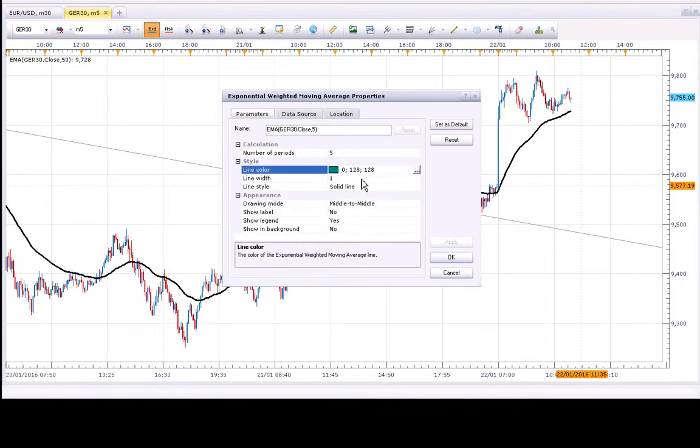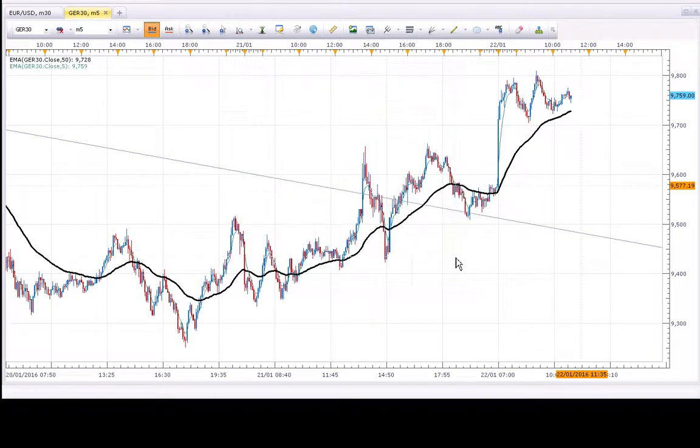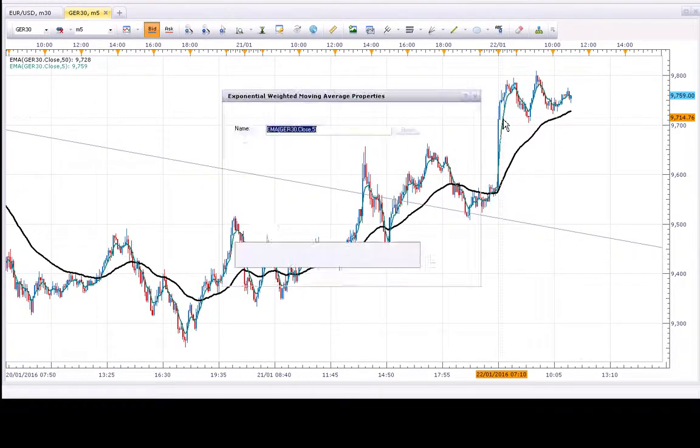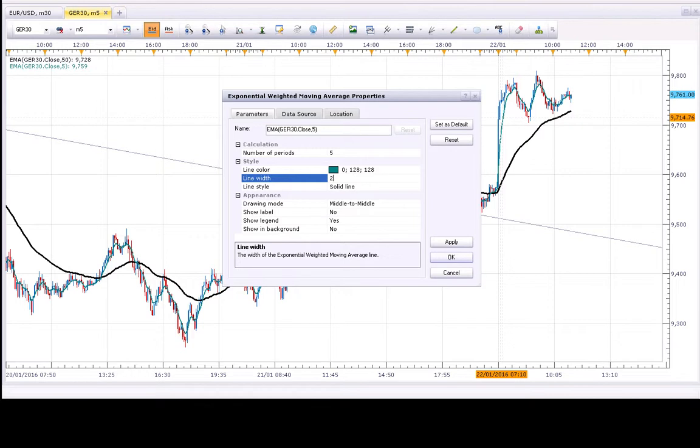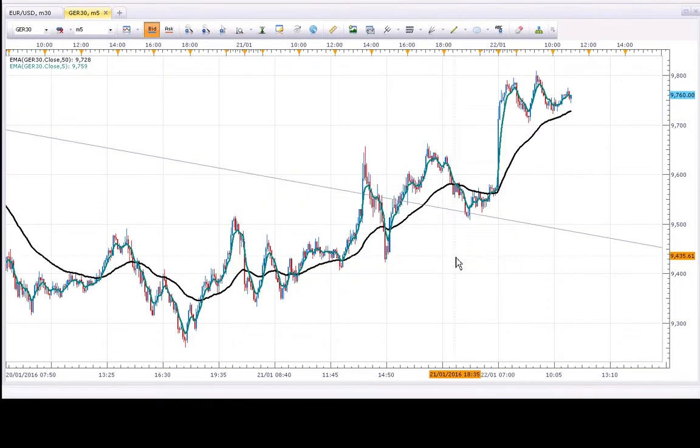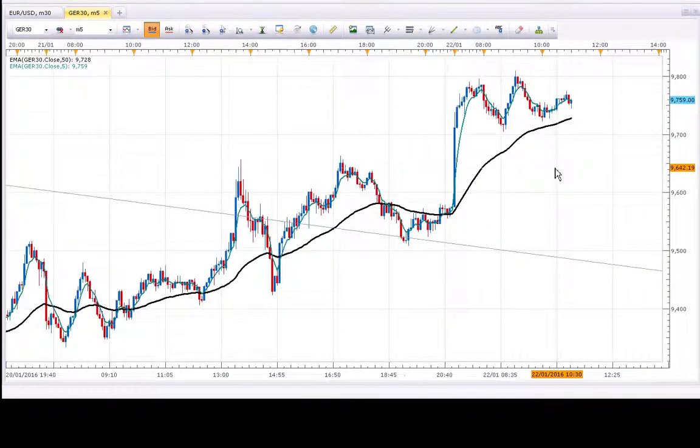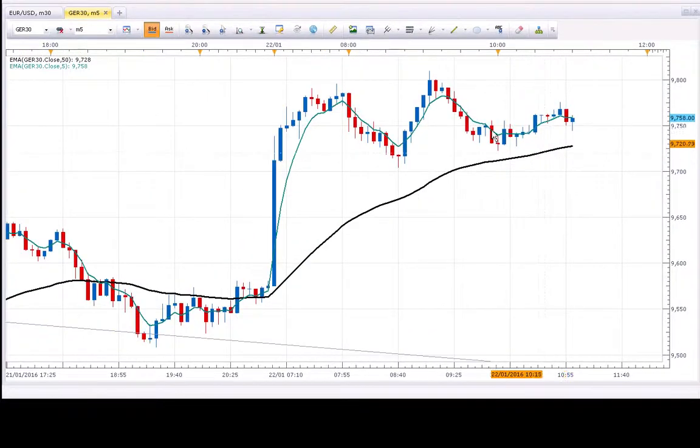Being colourblind doesn't help. It's quite thin, can't really see it. Let's just make that maybe a little bit thicker. Okay, so there's the first one.